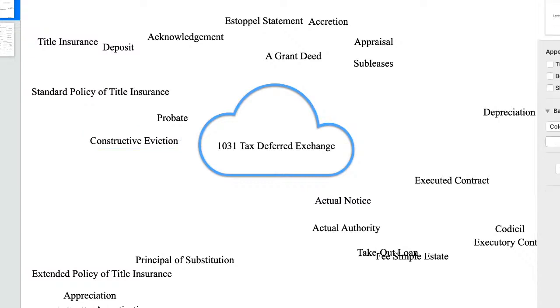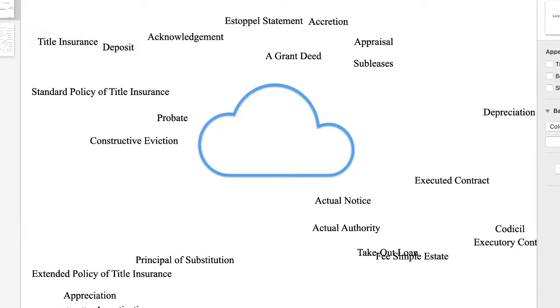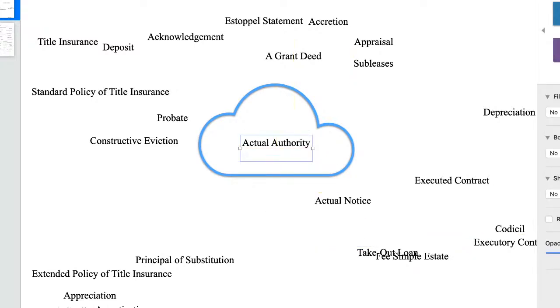Okay, moving right along. Seema wants a study partner in California. Where are you in California, Seema? Are you in the Valley in Los Angeles? All right, here we go. Actual authority. San Jose, Silicon Valley. I used to live there once upon a time.